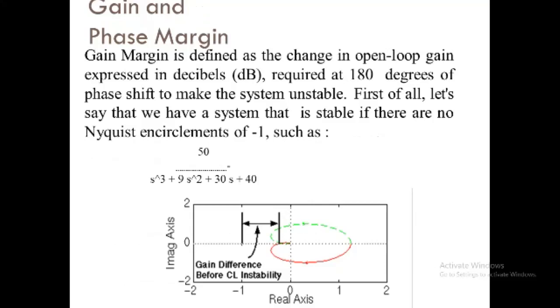So what is gain margin? Gain margin is defined as the change in the open loop gain, expressed in decibels, required at 180 degrees of phase shift to make the system unstable. Let's see this diagram. First of all, let's say that we have a system that is stable if there are no Nyquist encirclements of minus 1, such as 50 over s cubed plus 9s squared plus 30s plus 40.